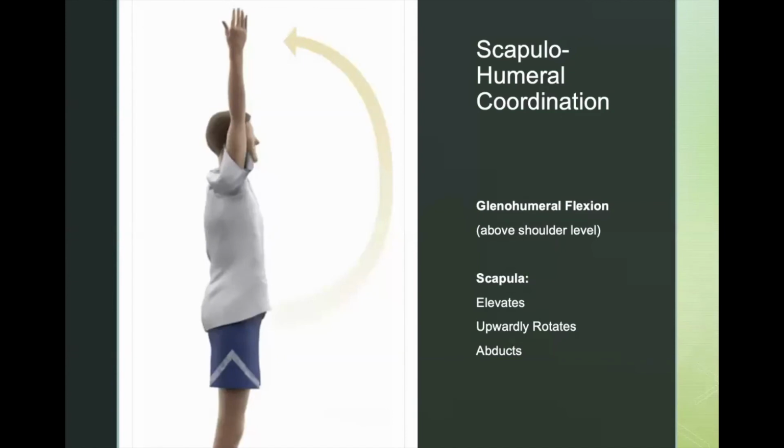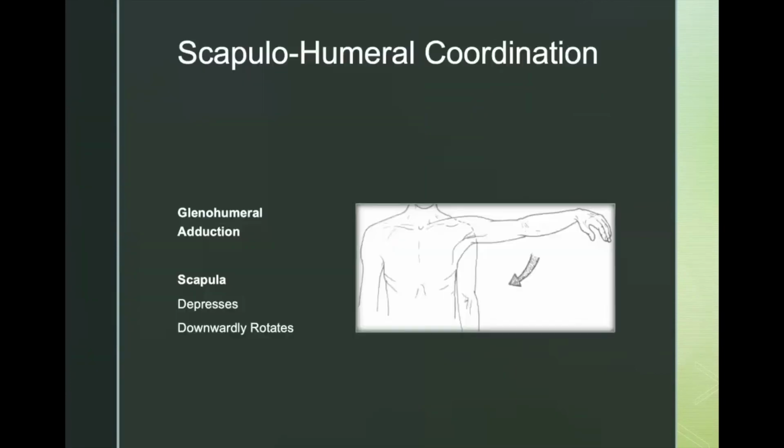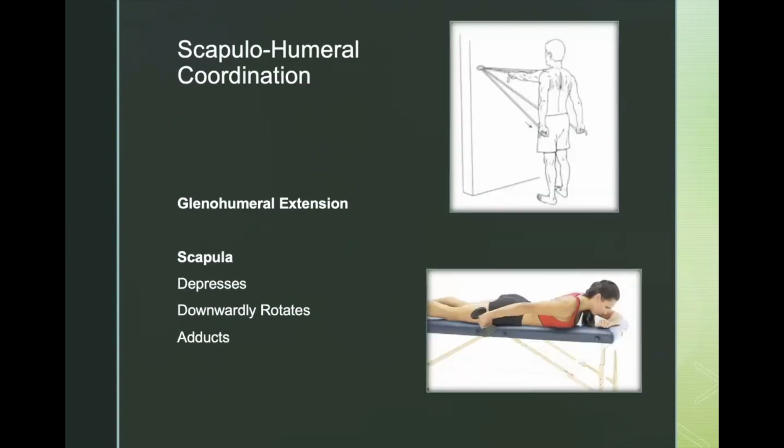This movement pairs with the scapula elevating and upwardly rotating. Next up, we have glenohumeral flexion above shoulder level. This involves the scapula elevating, upwardly rotating, and abducting. Then we have glenohumeral adduction, and that is going to pair with scapular depression and downward rotation. Then we have glenohumeral extension, which should pair with scapular depression, downward rotation, and adduction.